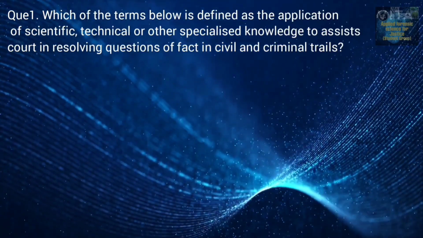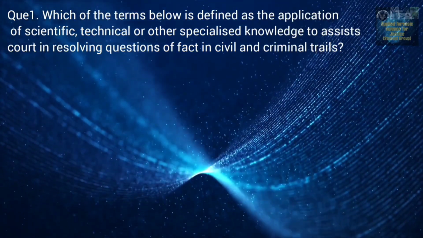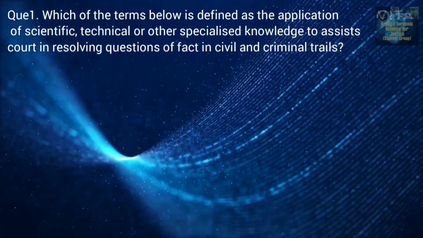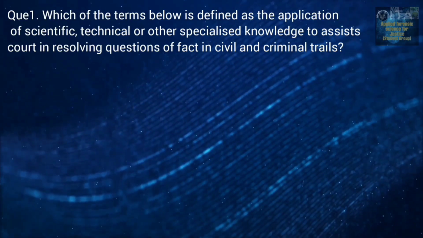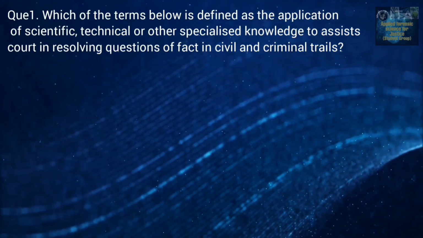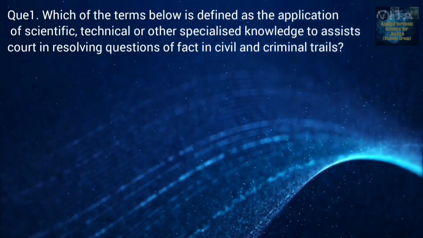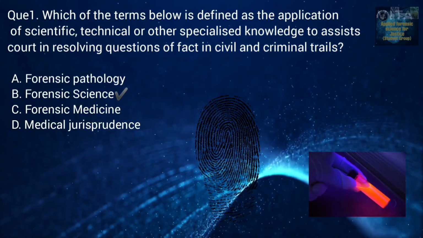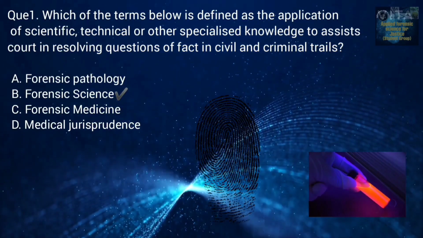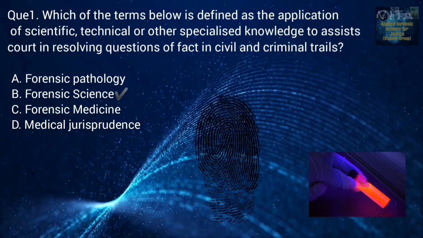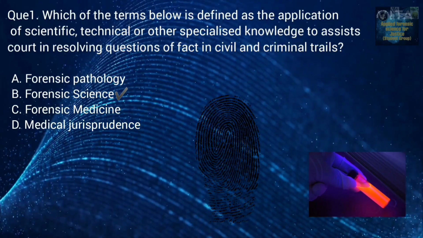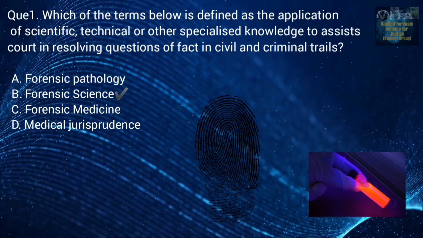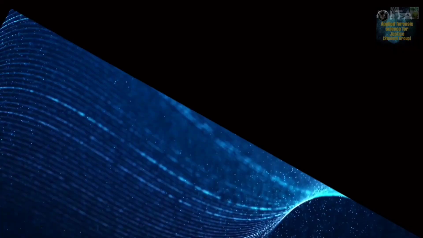Question number 1. Which of the term below is defined as the application of scientific, technical or other specialized knowledge to assist court in resolving questions of fact in civil and criminal trials? Options are A. Forensic pathology, B. Forensic science, C. Forensic medicine, D. Medical jurisprudence. The correct answer is B. Forensic science.